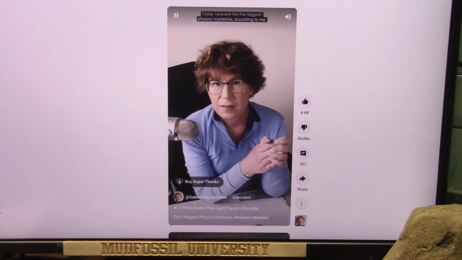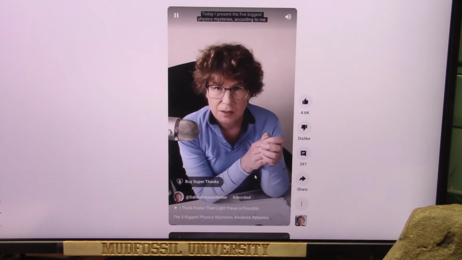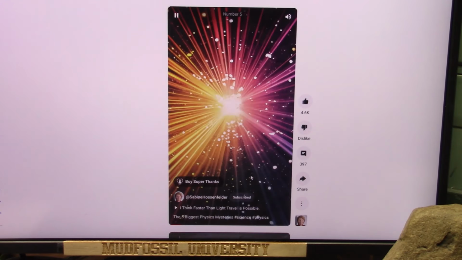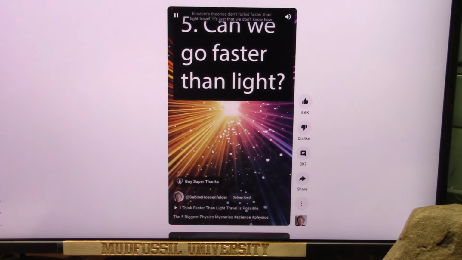Hey, I present the five biggest physics mysteries, according to me. Number five, Einstein's theories don't forbid faster than light travel.